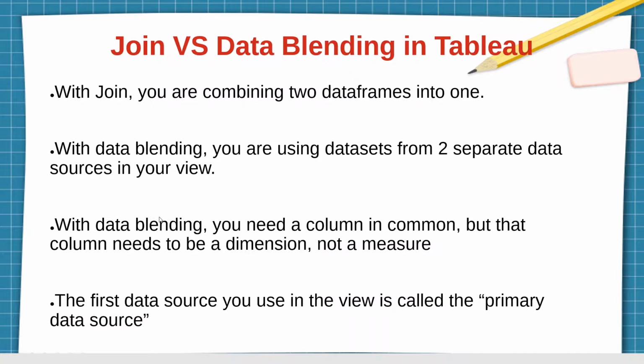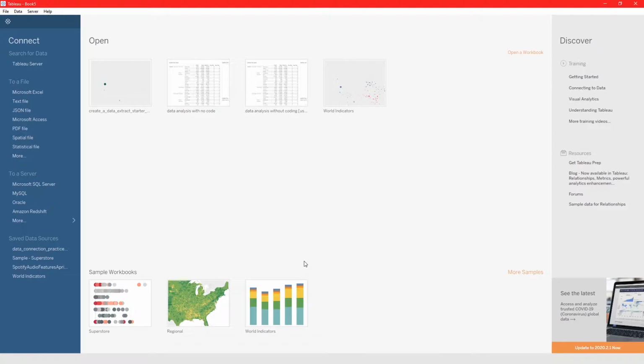With data blending, you need a column in common, but that column needs to be a dimension, not a measure. And with data blending, the first data source you use in the view is called the primary data source, and everything else is a secondary data source. And all of this will make sense in a second as I show you how to do data blending in Tableau. Let's dive in.